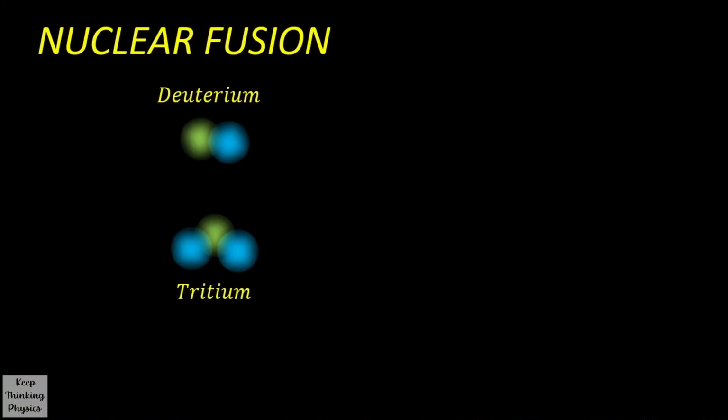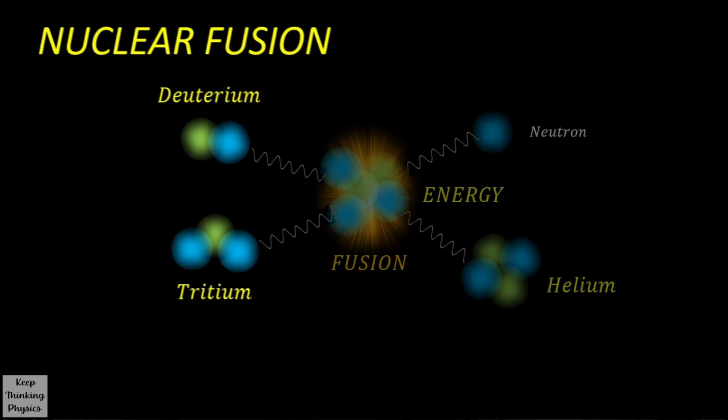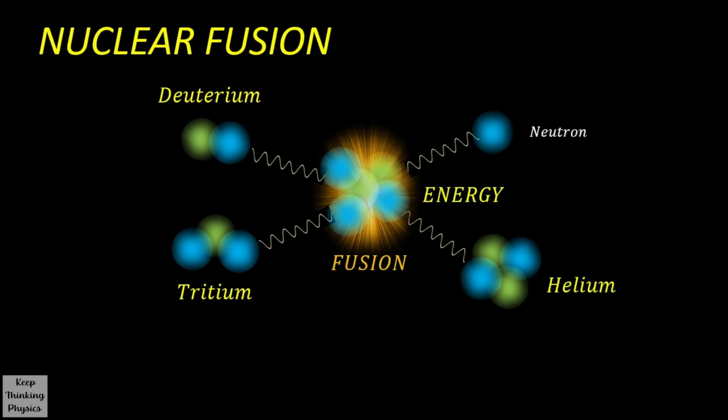It is hoped that another process called nuclear fusion might one day replace the current nuclear fission power plants, but commercial fusion plants have yet to be demonstrated. In nuclear fusion, 2 isotopes of hydrogen are fused together under high temperatures and pressures, and the result is a nucleus of helium plus a lot of energy.